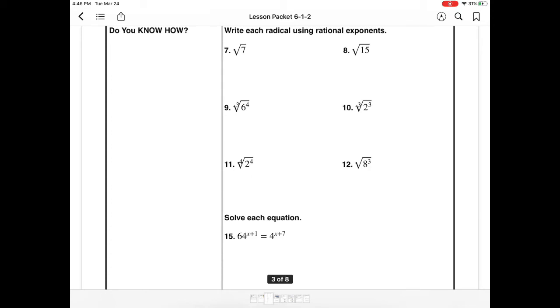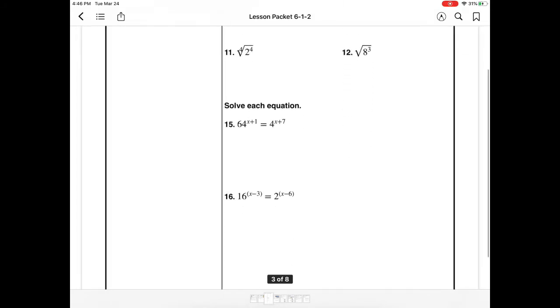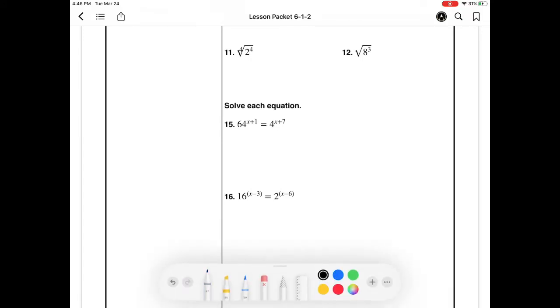In problems 15 and 16, it's a little bit of a different type of problem. In these, we have a missing value in our exponent that we have to find. That missing value is represented by x. In these types of problems, we need a common base, meaning a common bigger number, to use all of our exponent properties that we went over on the previous pages.